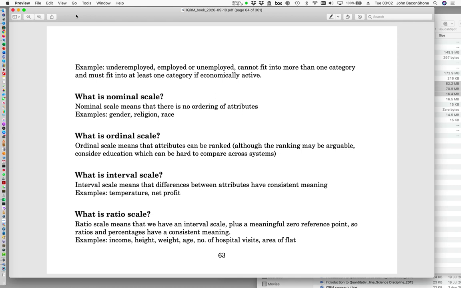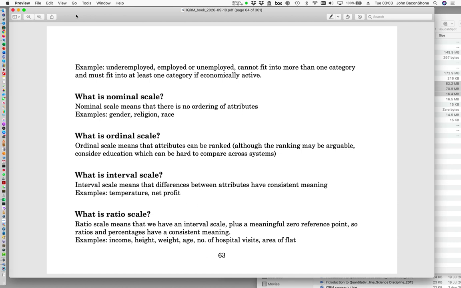We could have religion. Generally religion is considered to be mutually exclusive, maybe not exhaustive unless we have the category of no religion, but usually people only have one religion and there's no ordering.